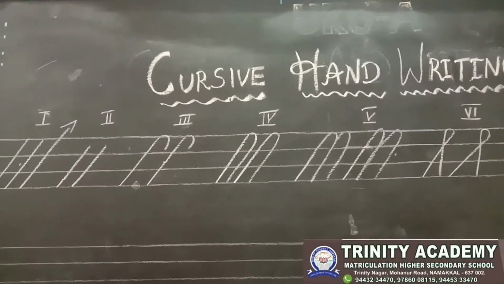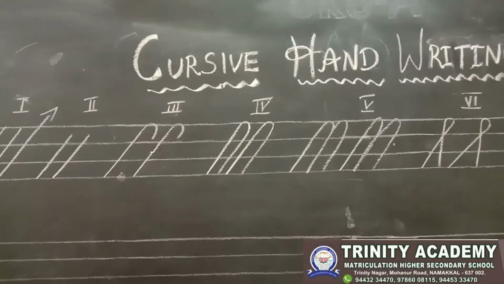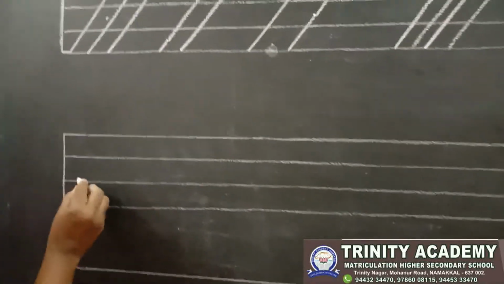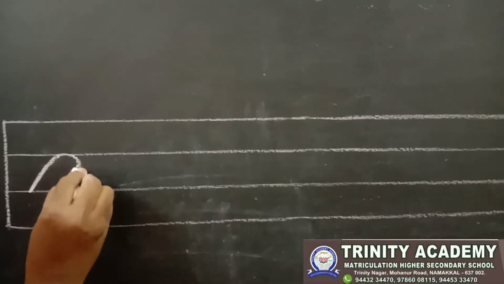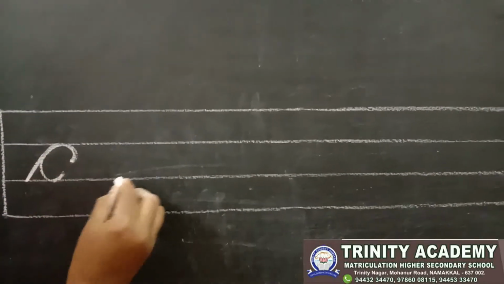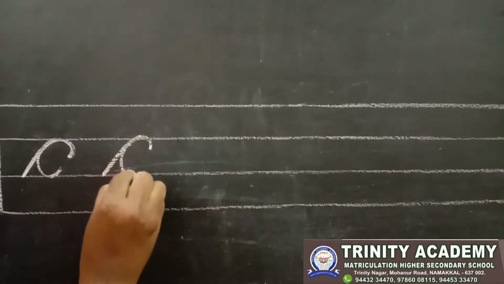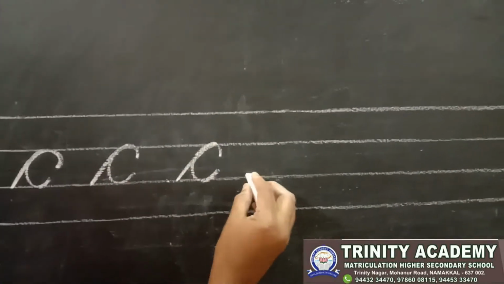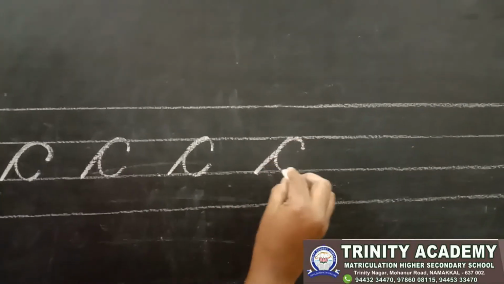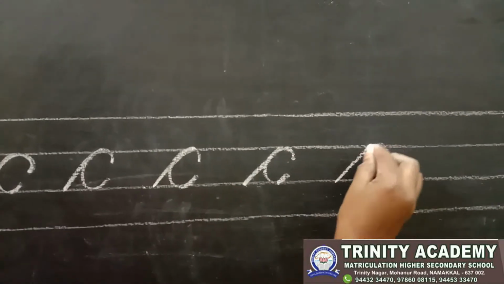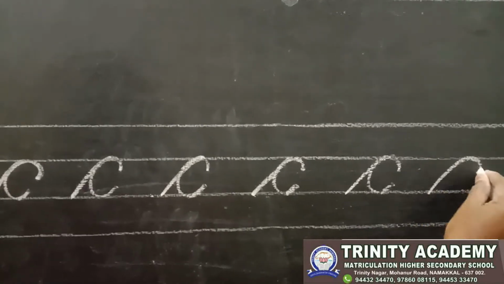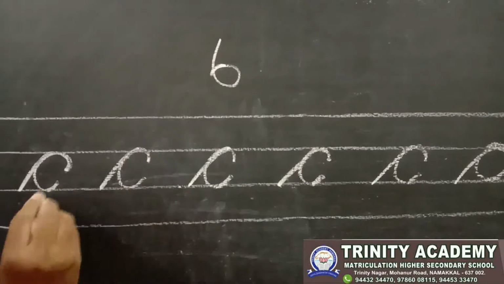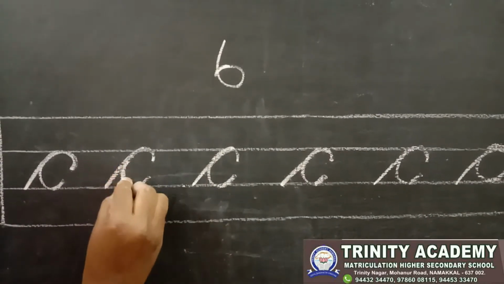Next we can see C base letters. Listen carefully. There are six C base letters. If we learn how to write C, it is very easy to write other letters. There are six types of C base letters. First letter is C.